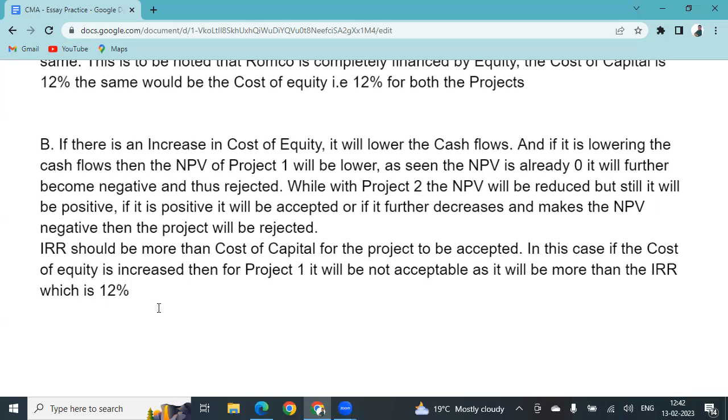See, what is he saying? From this particular cost of equity, which is already 12%, he's going to increase it. Increase it more than that. Now, when it is going to be increased, it's not going to be acceptable.